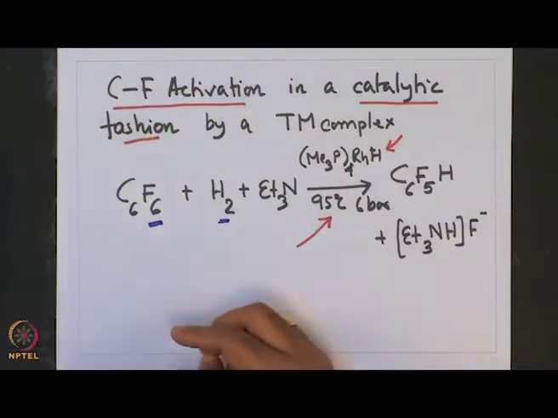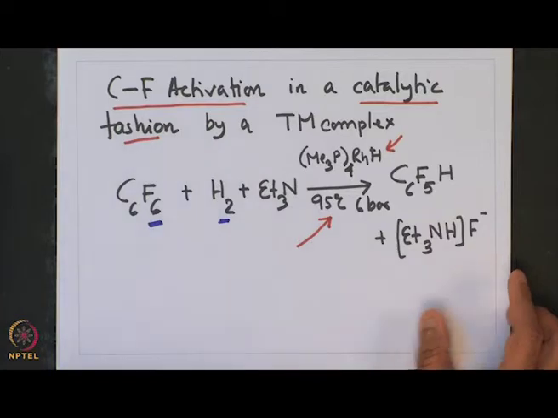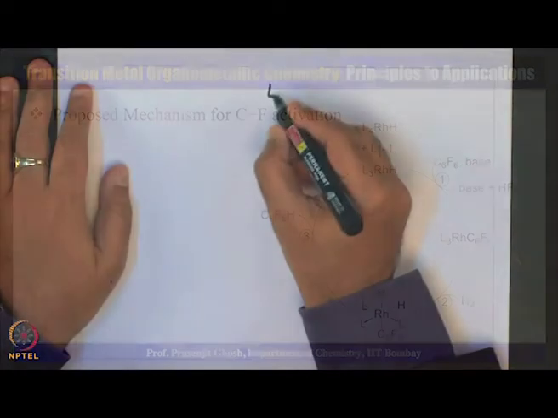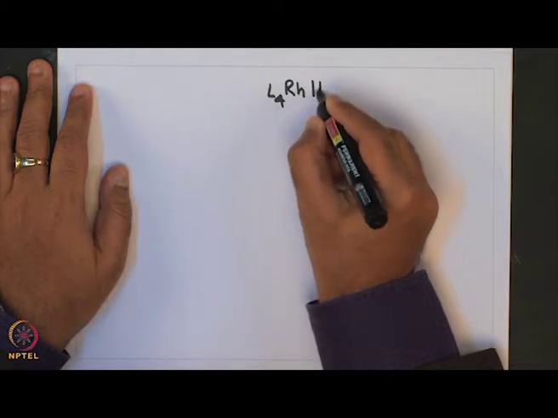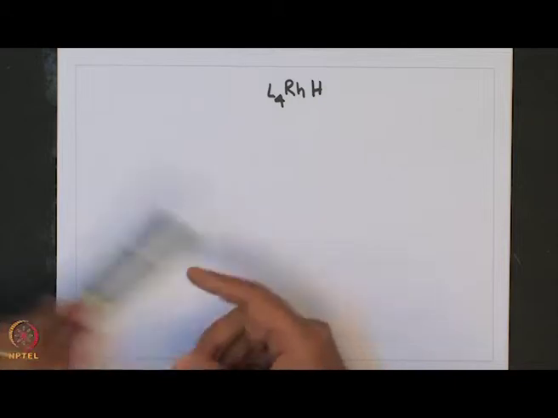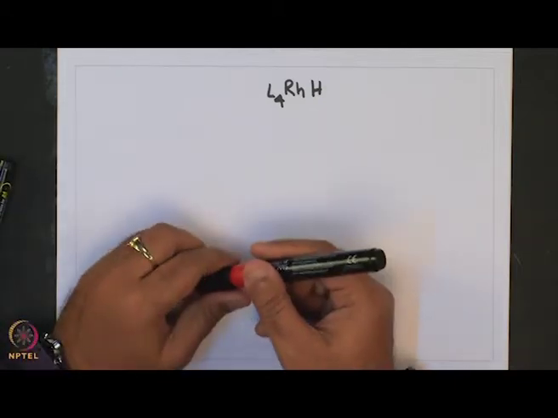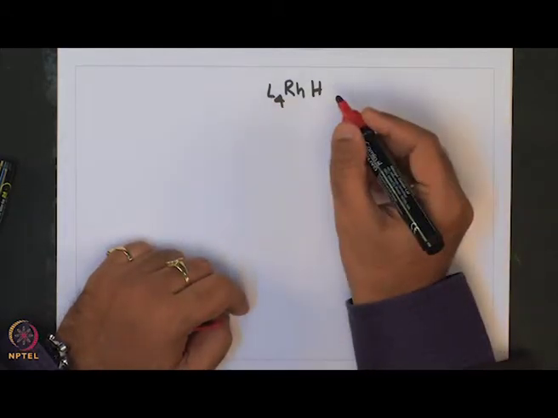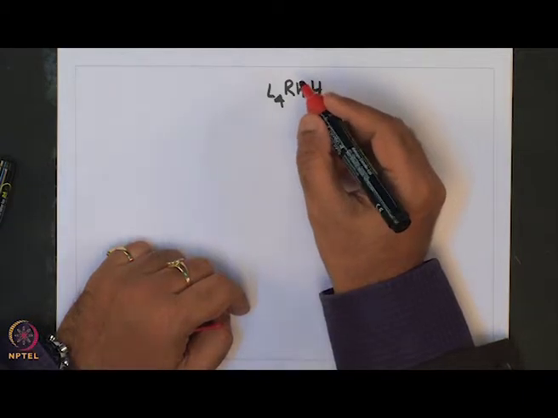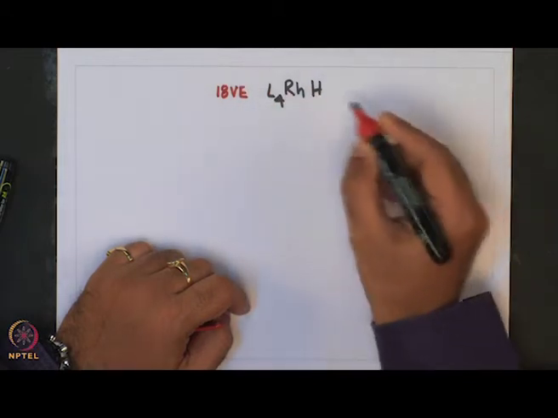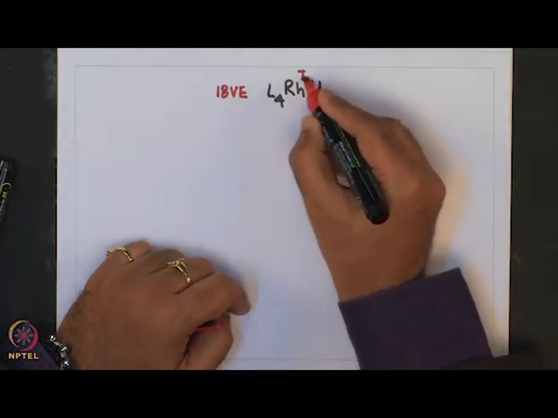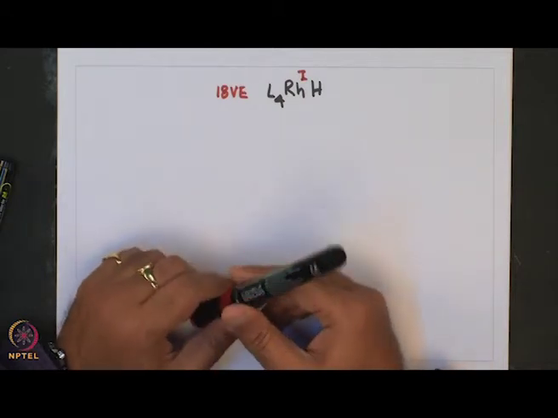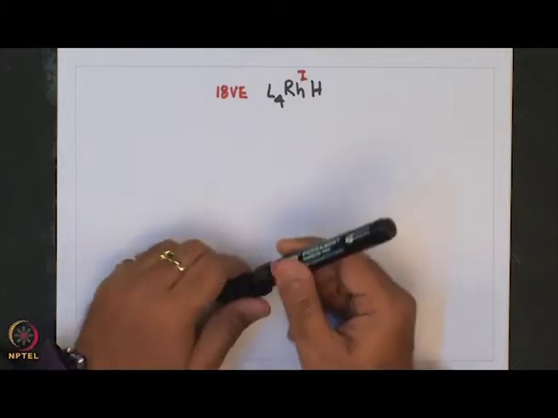So, what we are going to do is we are going to now look at how this reaction proceeds in terms of the mechanistic cycle it undertakes to carry out this CF activation. The catalyst, which is L4 rhodium hydride, is, one can say, both coordinatively saturated, because it has a coordination number of 5, and electronically saturated because it is a 18 valence electron compound. The oxidation state of rhodium is rhodium 1. So, that being the case, this may be considered as being catalytically inactive.